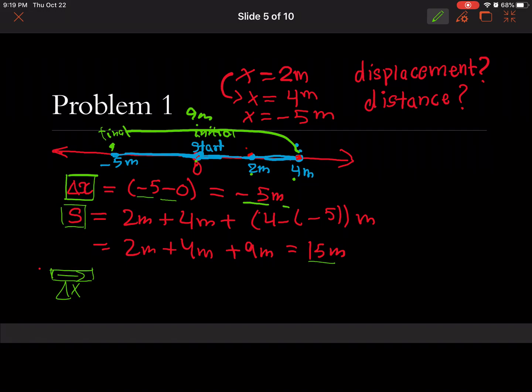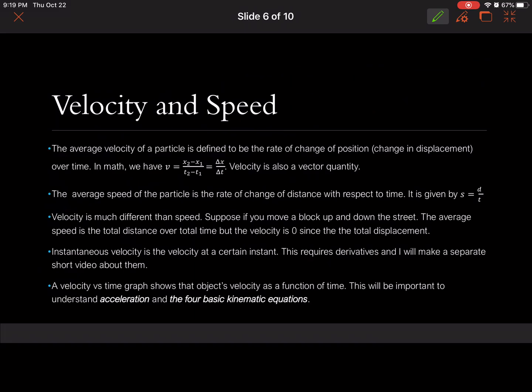Alright, let's move on. Hopefully now you understand a bit the difference between displacement and distance. Displacement is the change in position. Distance is the amount of meters, how far you're going, okay? Now, let's move on. Velocity and speed. We're going to talk in terms of average first, then we're going to talk about instantaneous, okay?